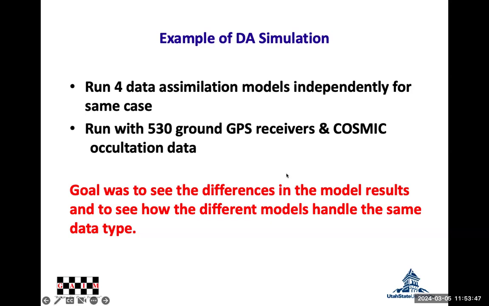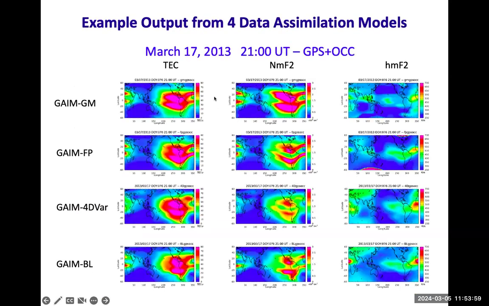The goal here was to see the differences in the model results, to learn from that, and also to see how different models handle the same data type. But let's focus on the differences in the model results. So here are 4 panels. On the left panel is the total electron content. The middle panel shows NMF2. The right panel shows HMF2. These are parameters that I talked about before.